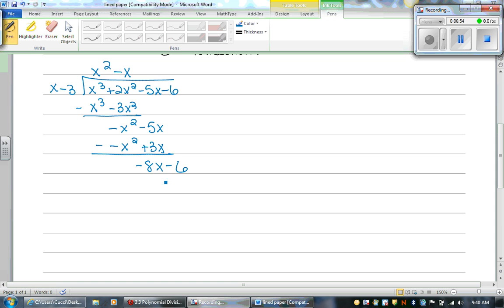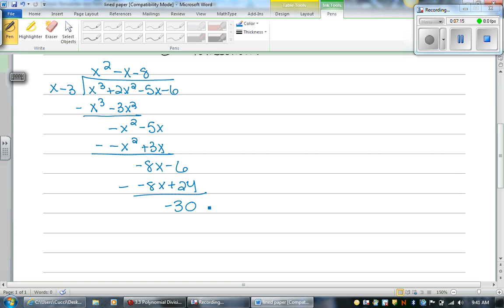Okay. Now the next piece, x and negative 8 gives us negative 8. Distribute back through. Negative 8x plus 24. Subtract gives us negative 30. Here's my remainder.